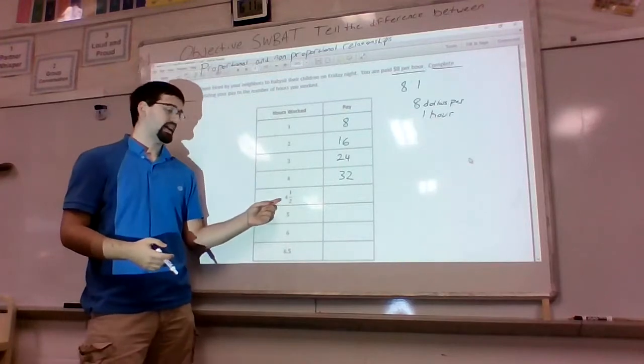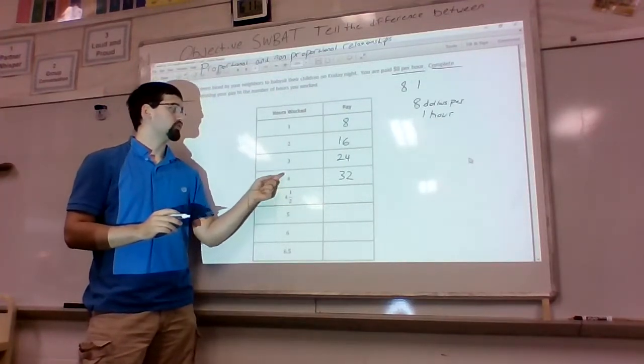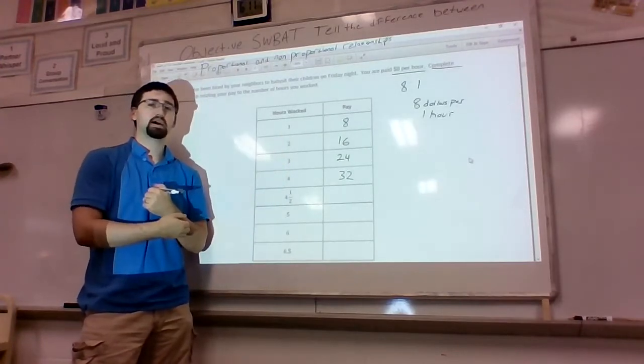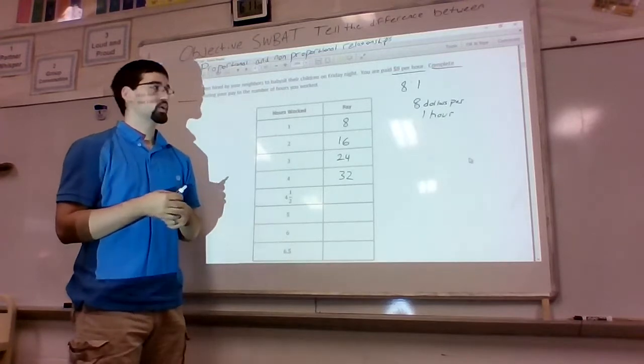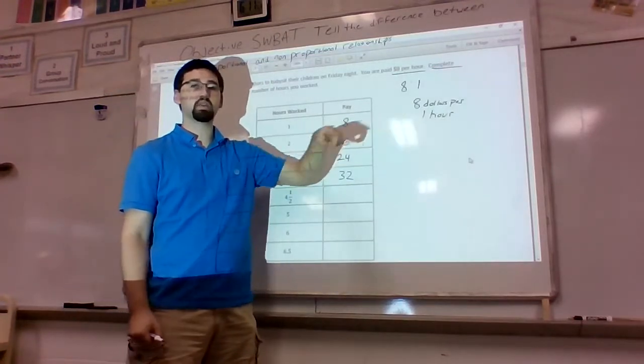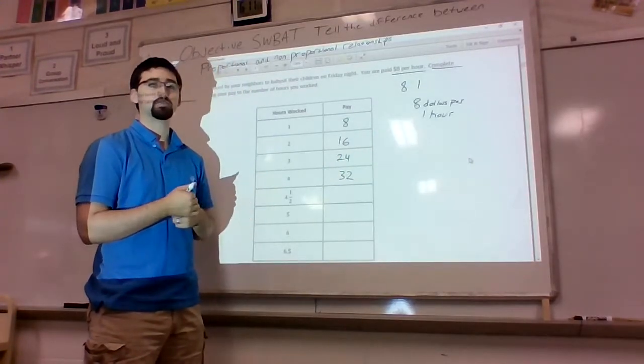Now we have 4.5. So for each hour, it's $8. What if we're only working half of an hour? Well, if we're only working half of an hour, then we're only going to make half of the amount of money we made in 1 hour. Okay, so you could figure it out that way by figuring out what is half of 8.